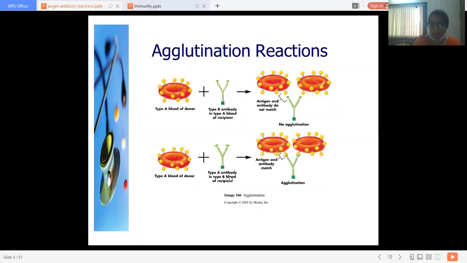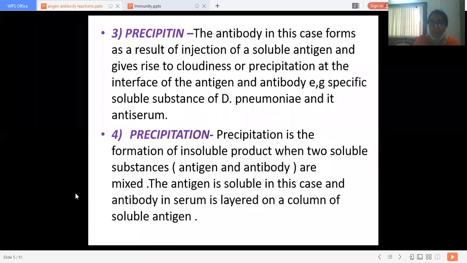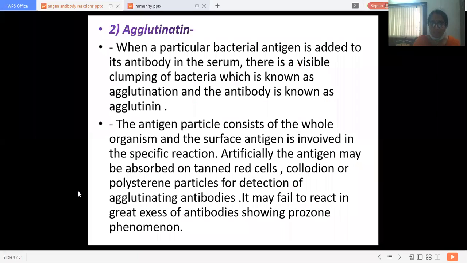Here, with a type A blood donor, if there is type A antibody in the type B blood recipient, the antigen and antibody match and there is an agglutination reaction. This is the picture of our next reaction, that is the agglutination reaction. When a soluble antigen is added to the antibody in the serum, there is visible clumping of bacteria, which is known as agglutination, and the antibody is known as agglutinin.